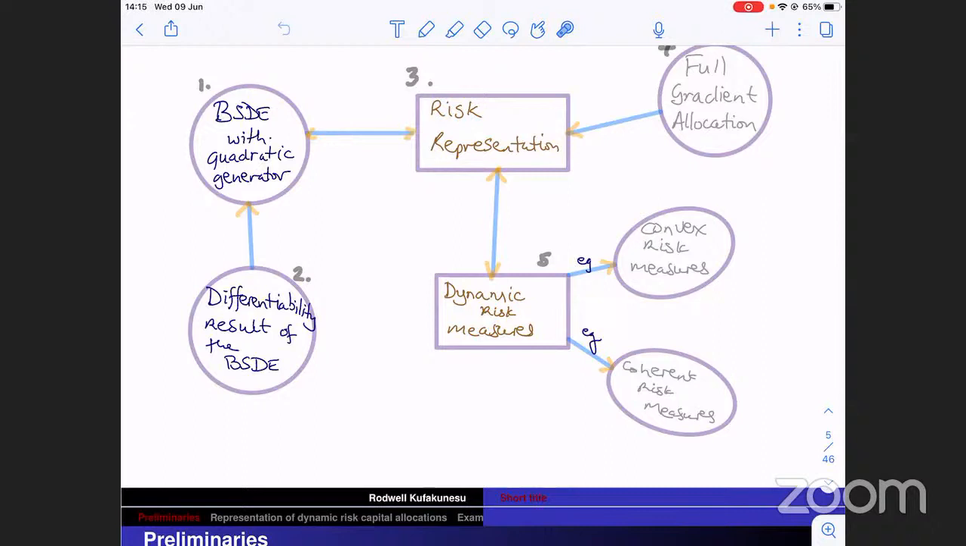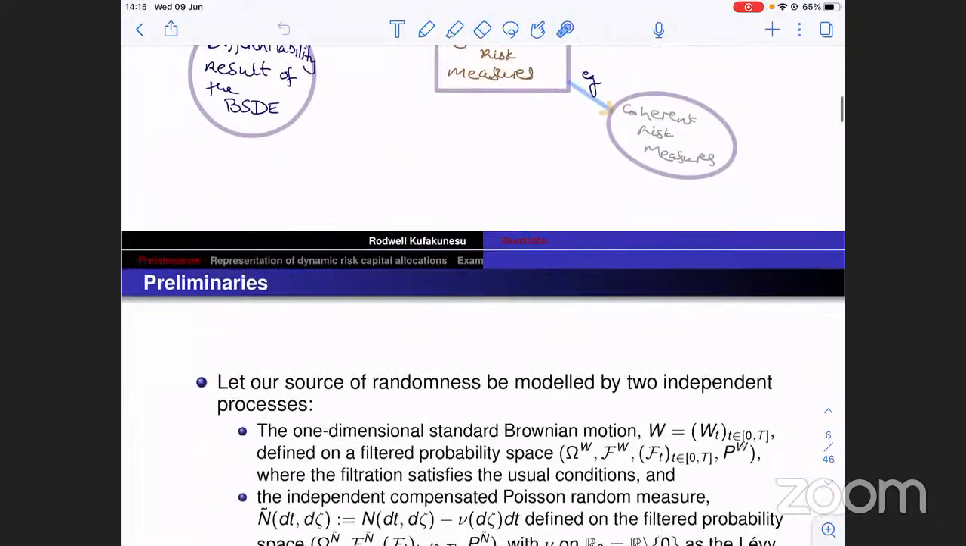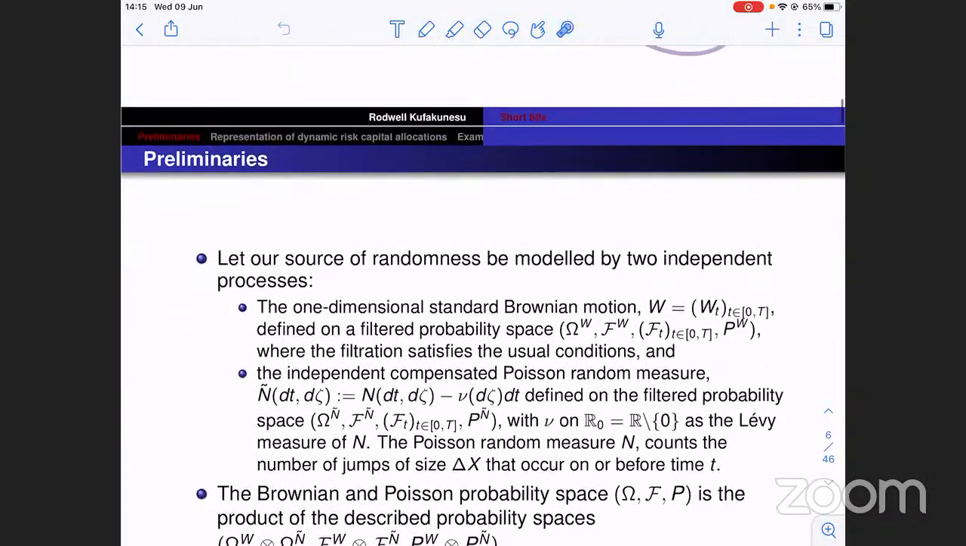The dynamic risk, the connection between BSDEs and dynamic risk measures, has been studied already by various researchers. And in our representation, we are going to show the converse, for convex risk and coherent risk measures, and how we would have applied our results. Basically, this is the structure of our presentation. So let us start with the preliminaries.